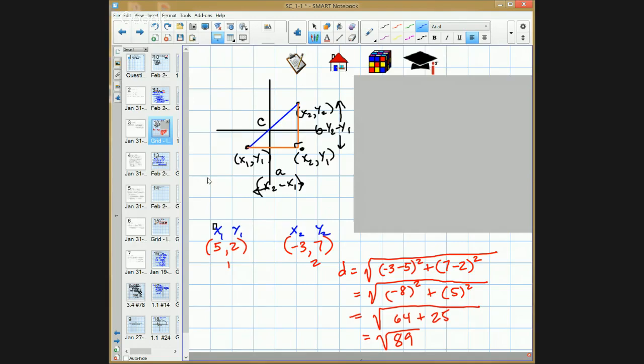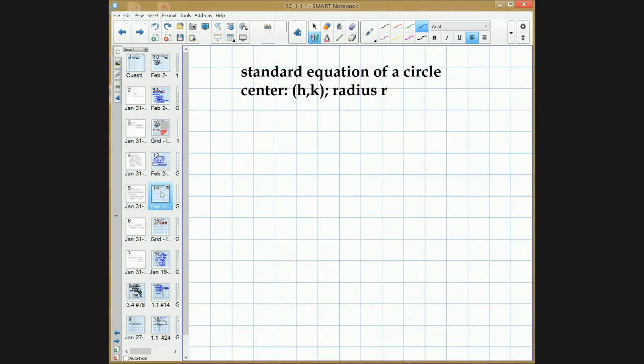Okay, so that's the distance formula. Let's call this the second formula today. Well, let's first do this. Another important formula is to be able to find the equation of a circle. And I'd like you to all think back to your geometry days. What is a circle? Isn't a circle just all the points that are equidistant from a given point?